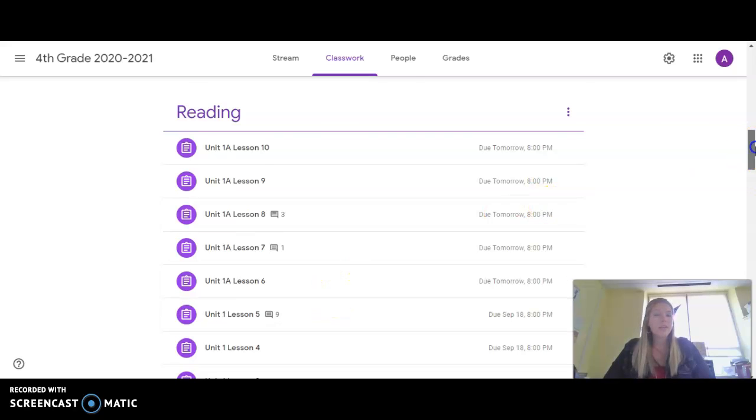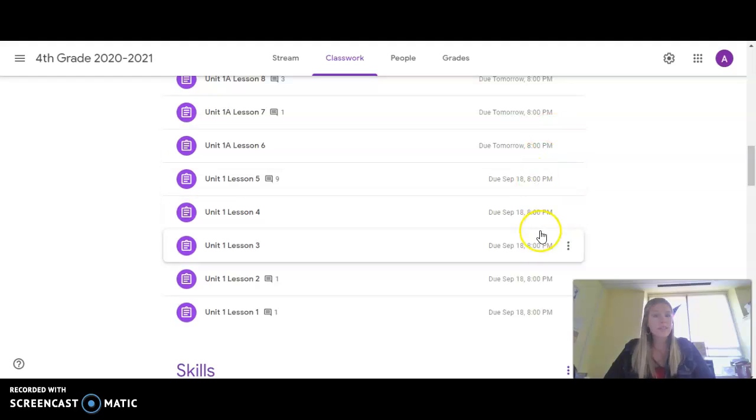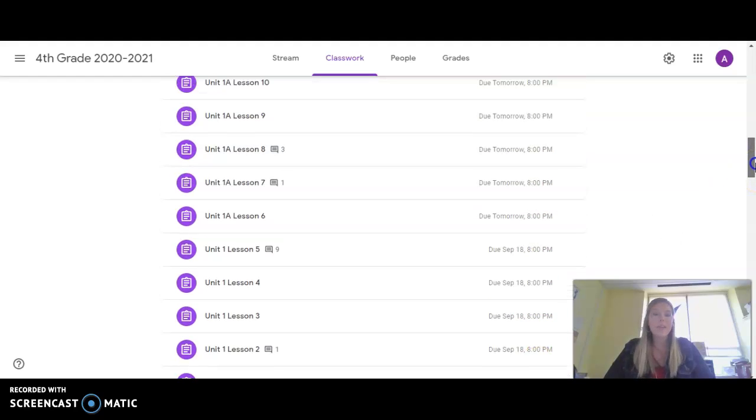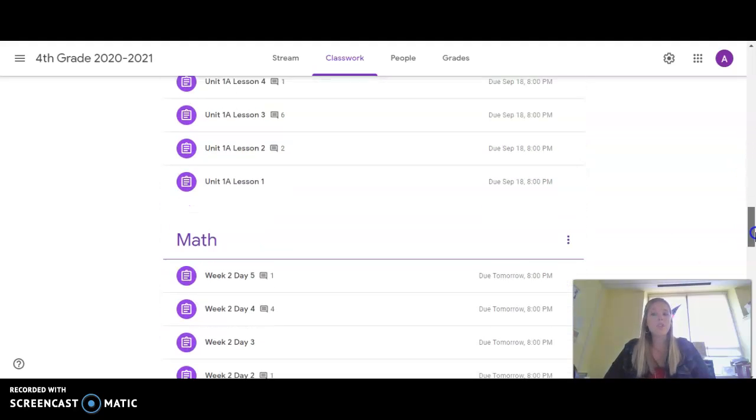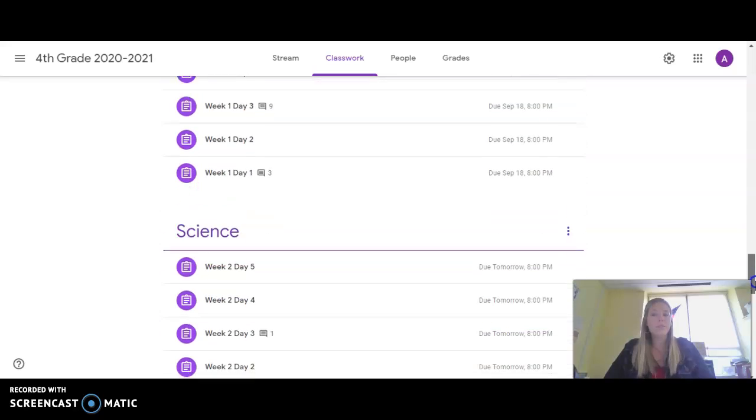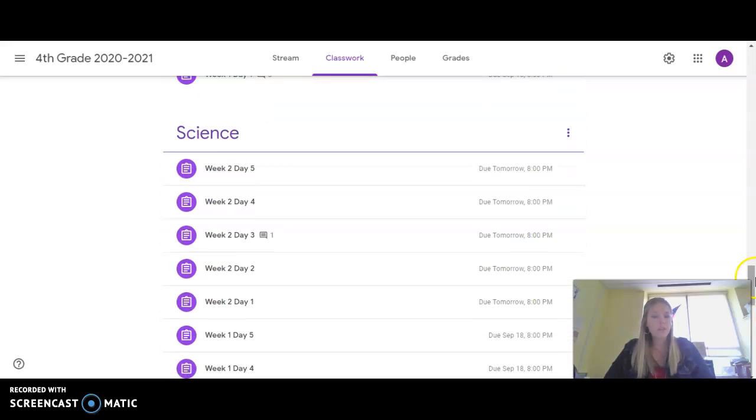As you can see, these were all due last week, so any of these assignments that are being turned in are late, and it's minus 10 points a day for an assignment that is late. These are all of the assignments that are due tomorrow. All of these should be gray by the end of the week for students.